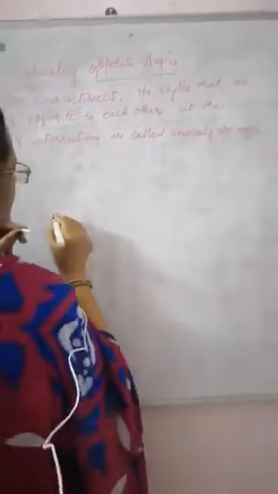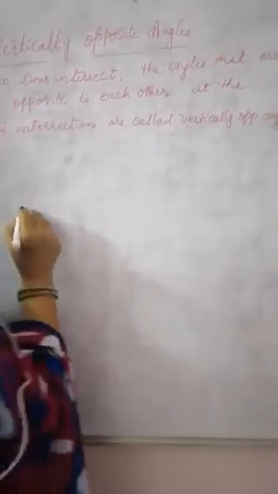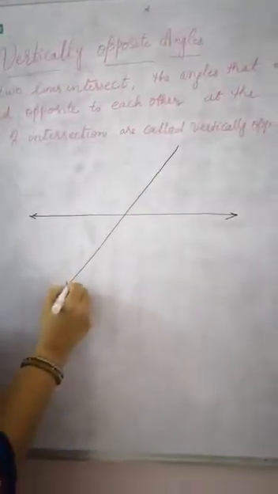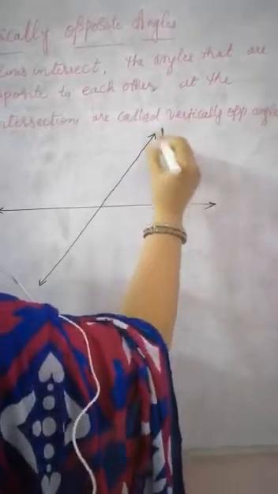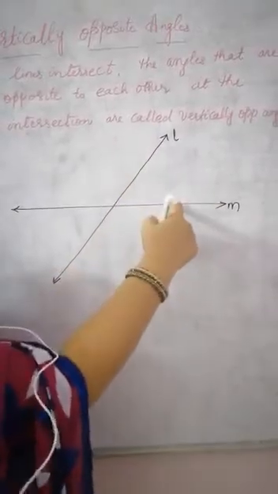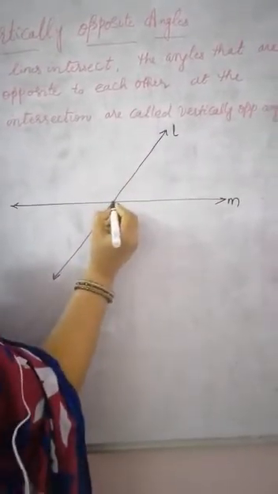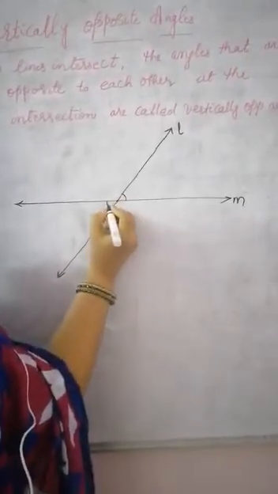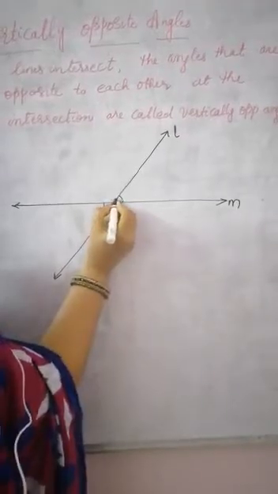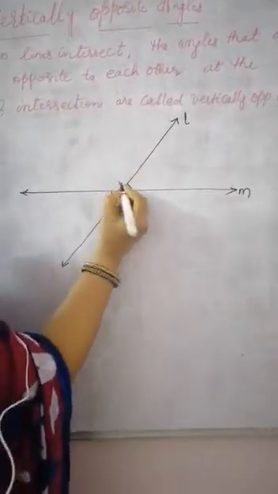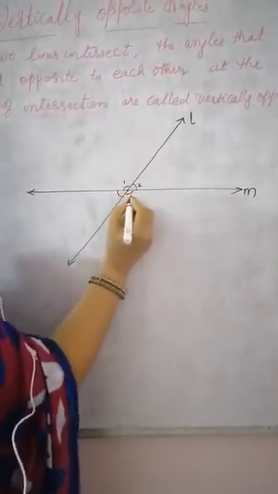When two lines intersect, this is your first line and the second line. This is your line L, name of the line, and this is your line N. When two different lines intersect at a common point, a common vertex point, angles are formed: this is the first angle, second angle, one more angle, third, and one more angle. Four angles will form, so the angles are formed opposite to each other. Angle 1, angle 2, angle 3, angle 4.